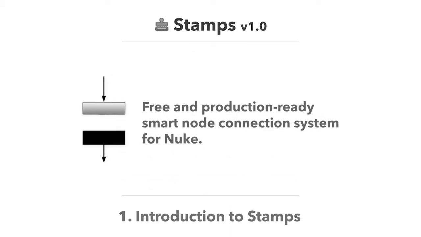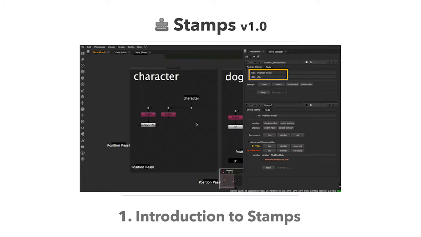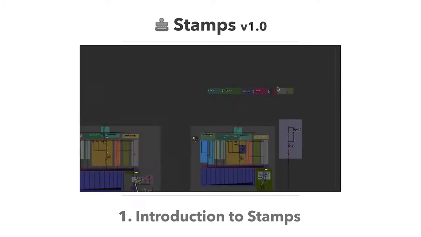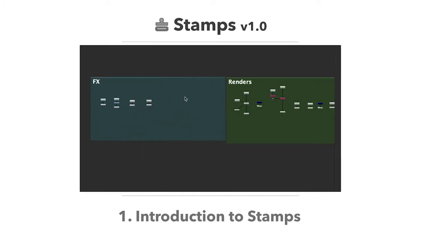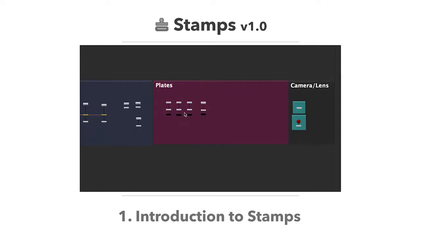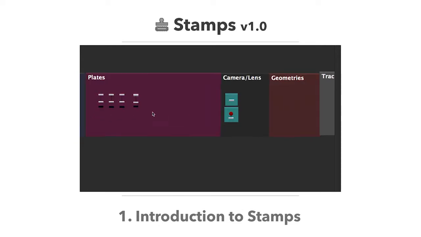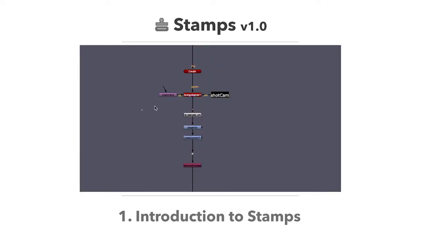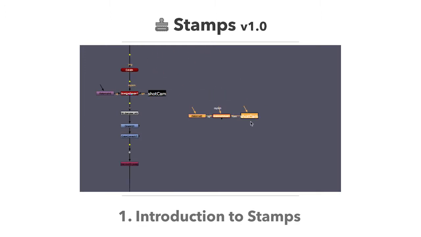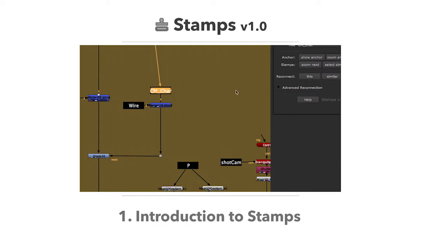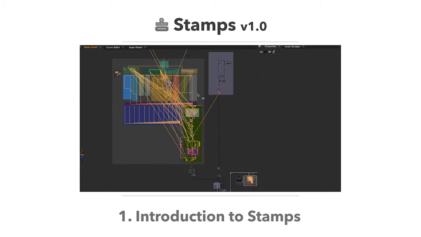Stamps is a free and production-ready smart node connection system for Nuke. It gives a solution to the problems of working with hidden inputs, while at the same time enabling a workflow where you can have all the assets organized and easily accessible for anyone in the team, while maintaining consistency across shots and being able to copy-paste any parts of the node tree without having to worry about lines, readability, or reconnecting nodes, because Stamps reconnect themselves whenever needed and in a predictable way, so you can have the best of both worlds. Stamps has made a big difference in my everyday compositing with Nuke.